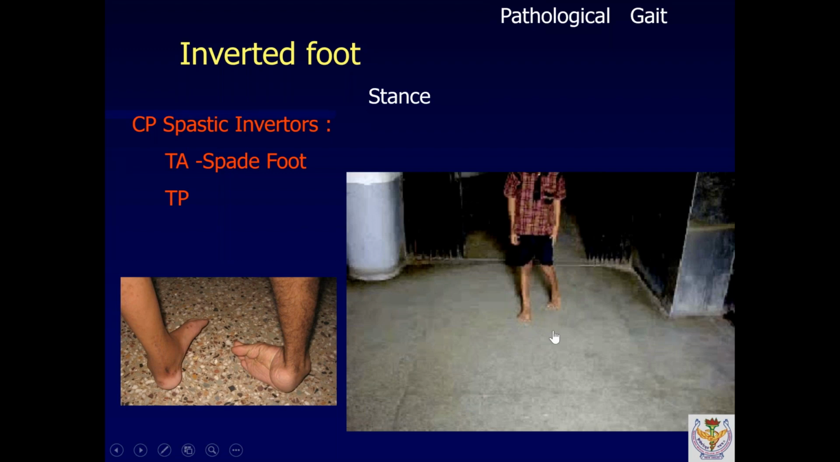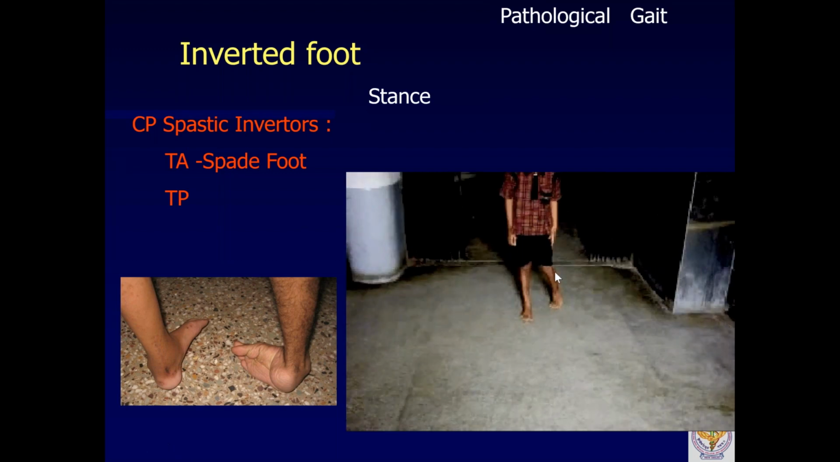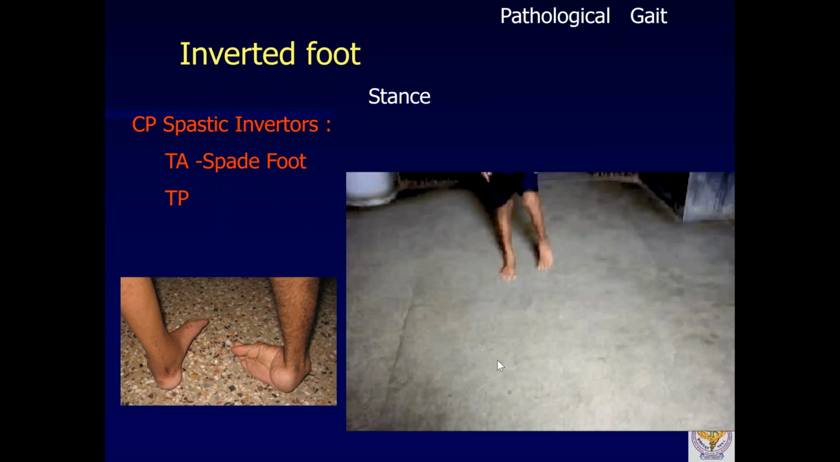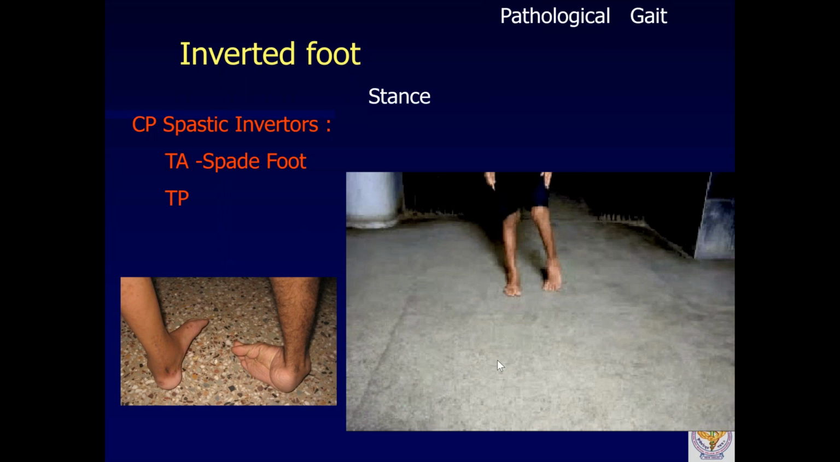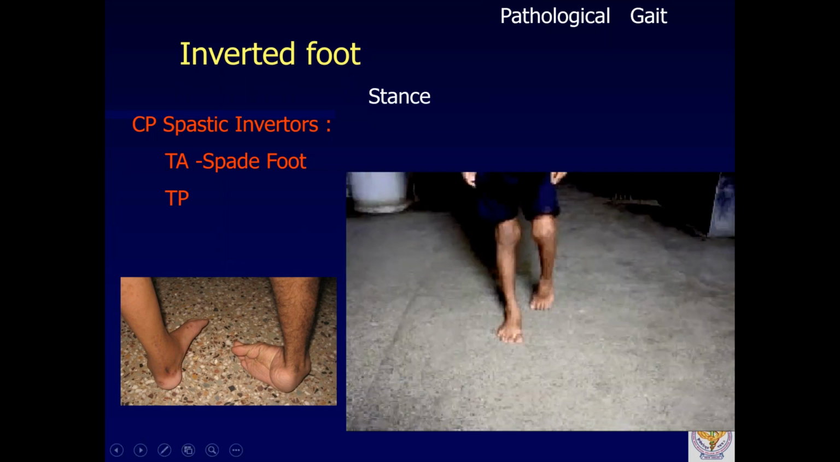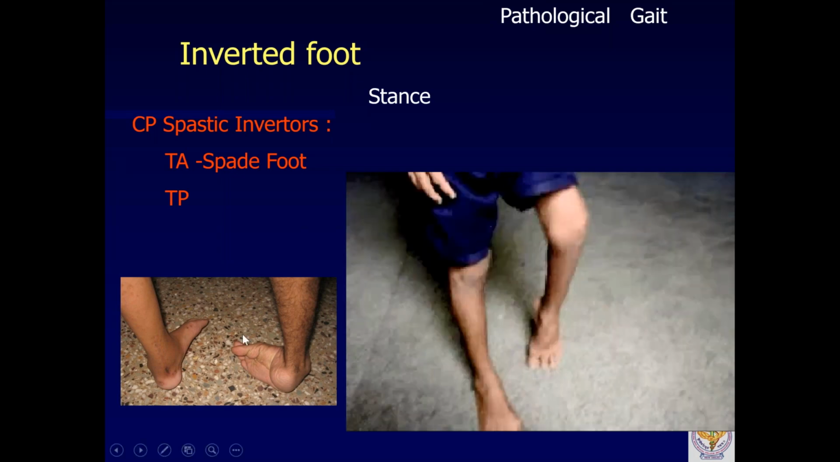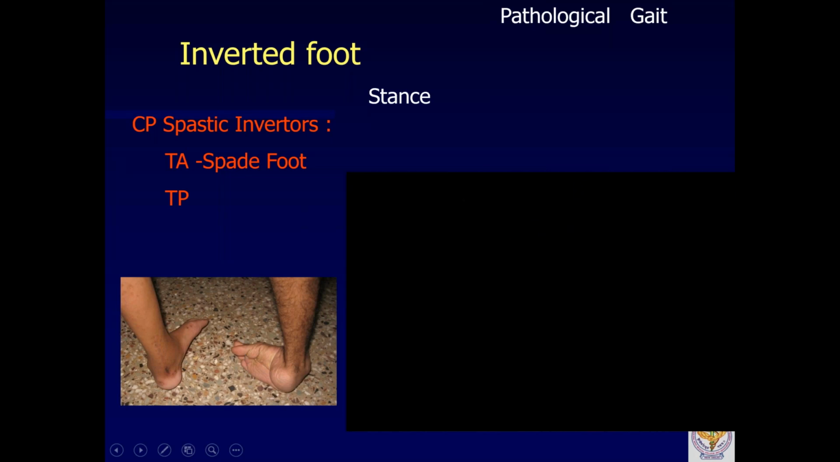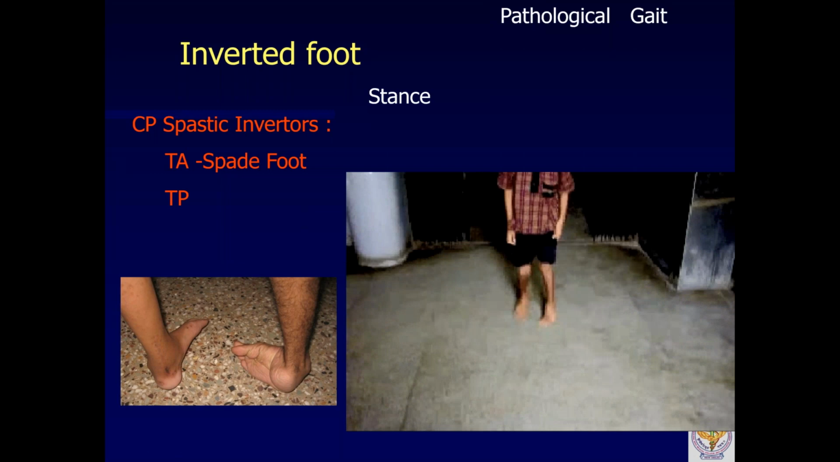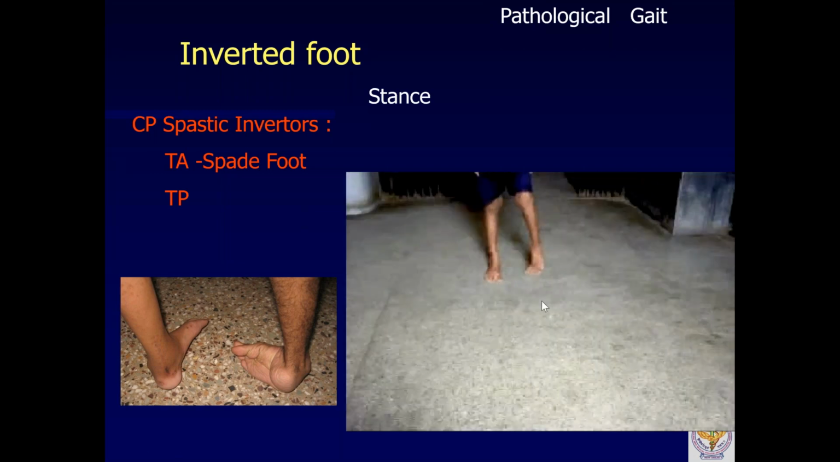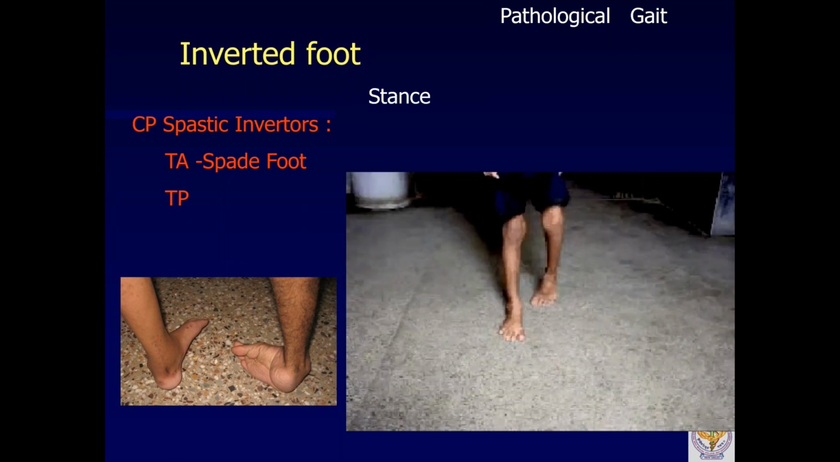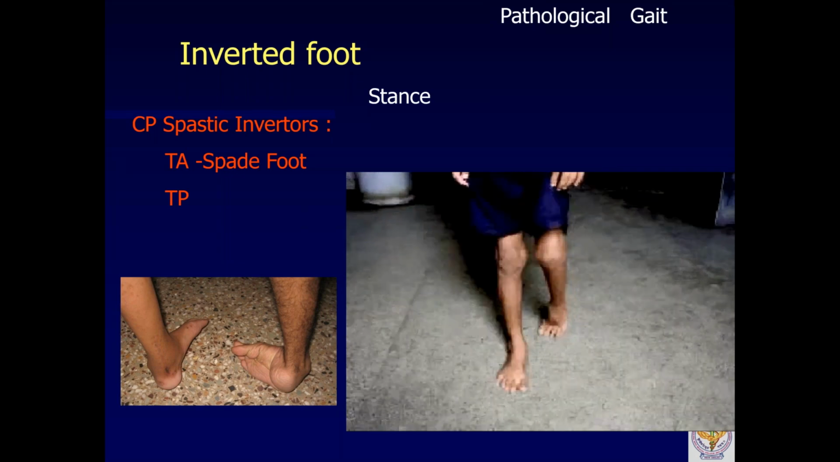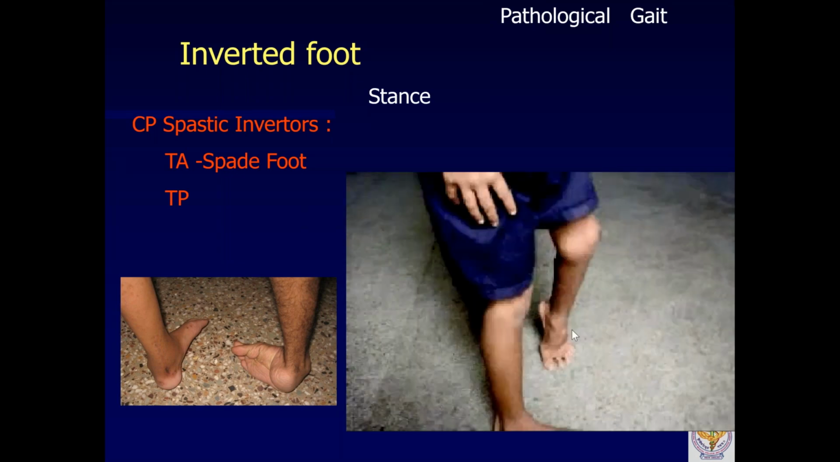And if the tibialis posterior is in spasticity, like in this child, there is an equinovarus. The tibialis posterior action is plantar flexion and varus, whereas the tibialis anterior function is dorsiflexion and varus. So here this child, when he's walking, has an equinus, plantar flexion and varus. So I did a tibialis posterior transfer in this child, and then the gait improved.